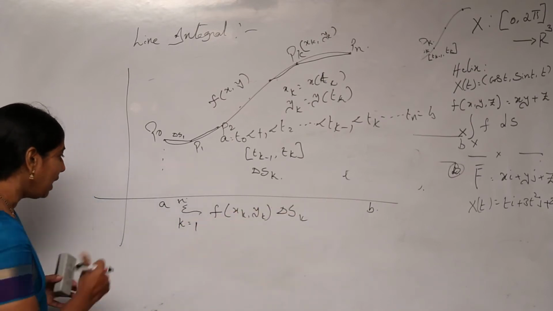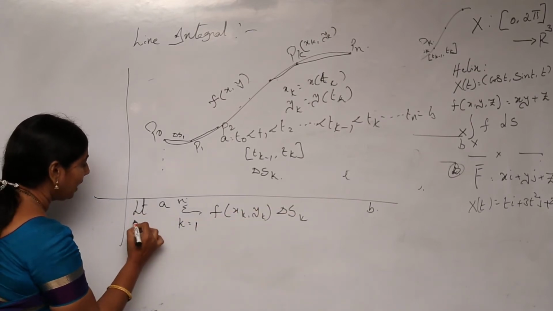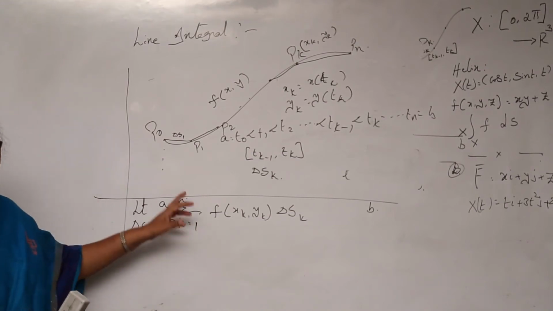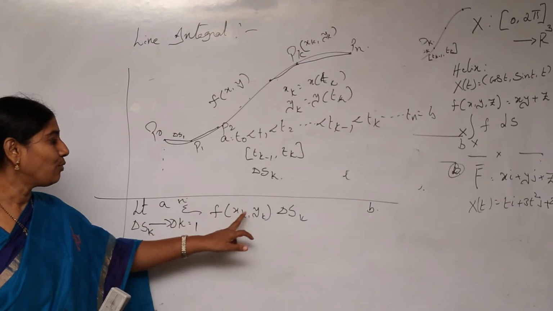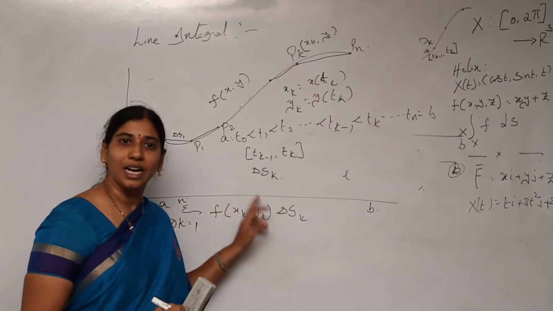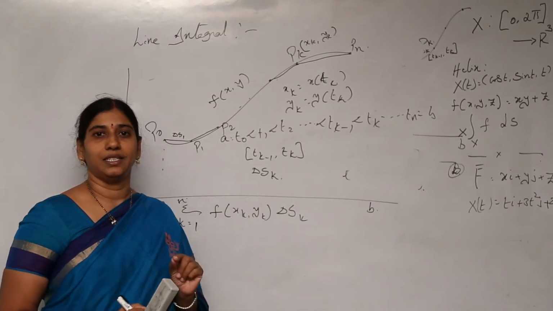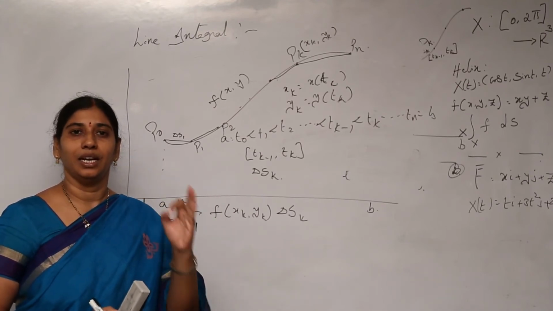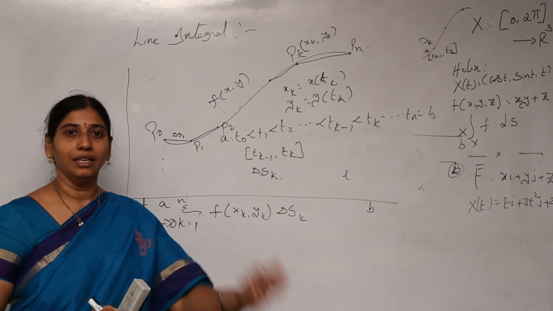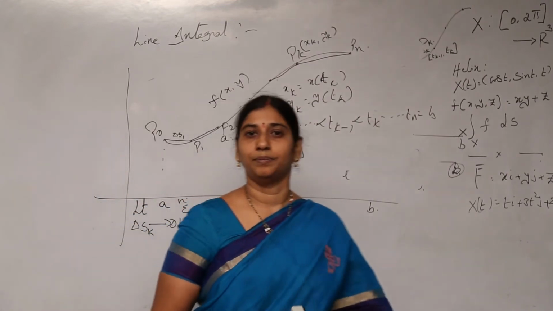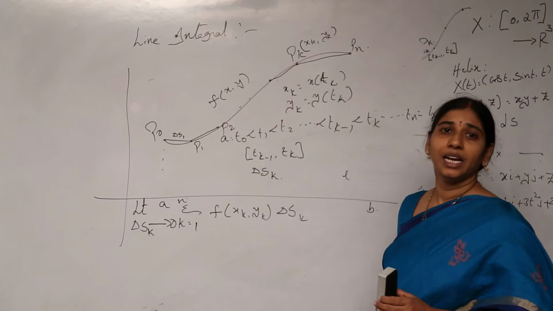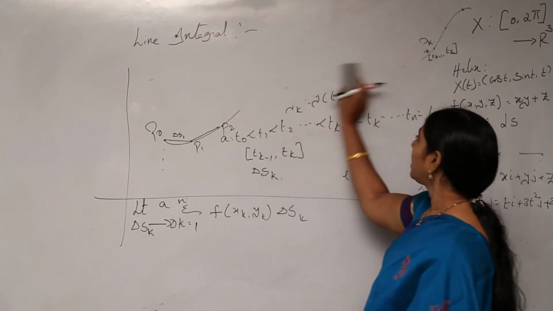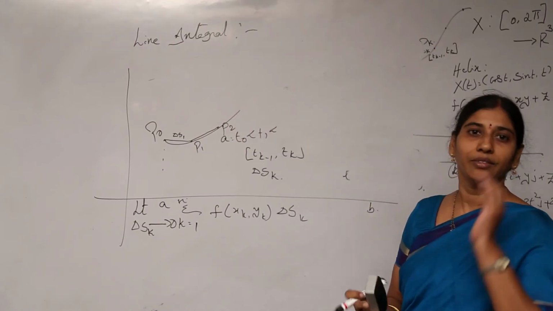If the limit as delta sk tends to 0 of the sum, sigma k runs from 1 to n, f of xk, yk into delta sk, exists, then we call the limit the scalar line integral, or the line integral. What is this delta sk? I am saying that delta sk is nothing but the length of the arc.